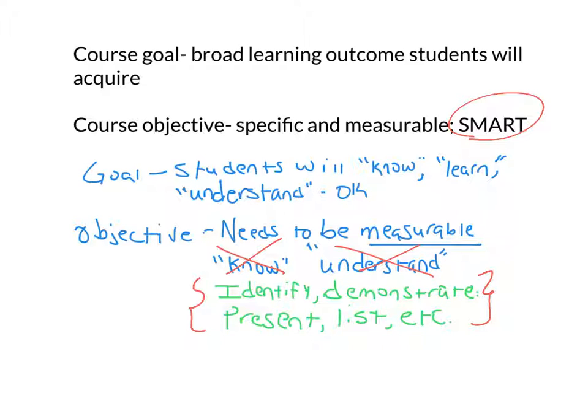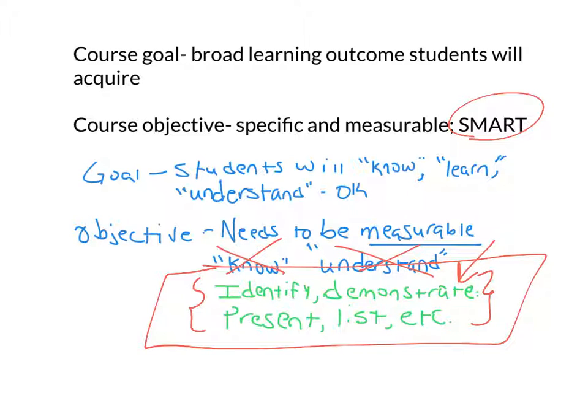These words, whatever one you pick, really give you an idea of what you intend the students to do with that. So a demonstrate indicates that you're going to have them do something and you're going to watch them do it. Identify, list, present, those all give ideas of what it is that the student is going to do in the assessment that's going to let you know that they accomplished what you intended them to accomplish.